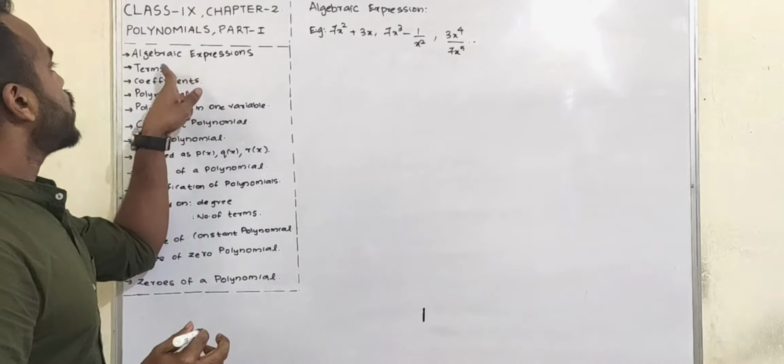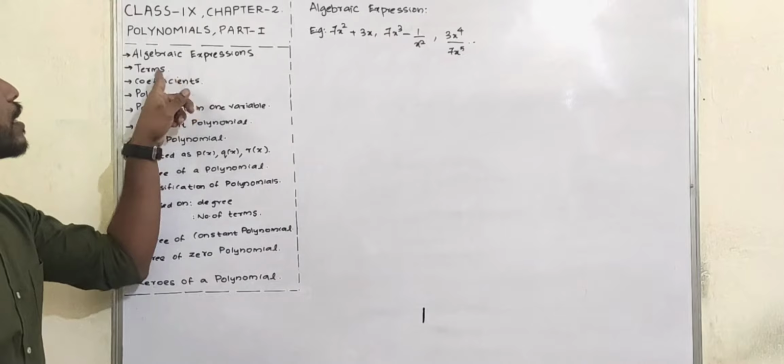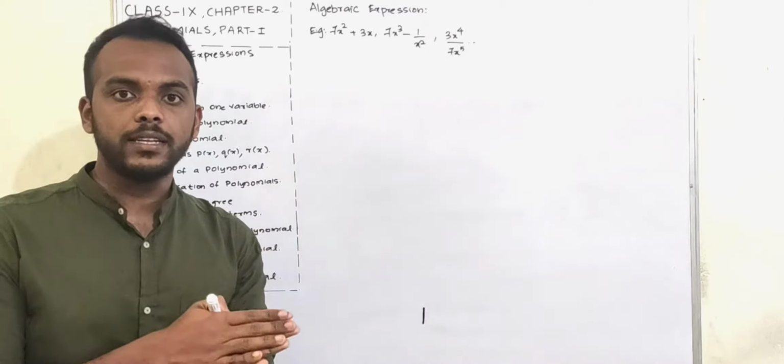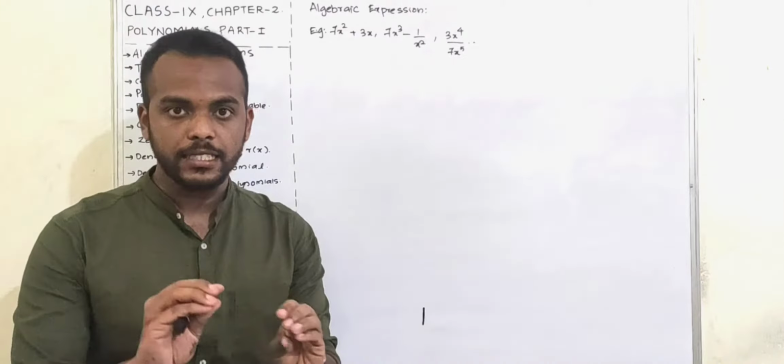Now let's see what is the next thing that we need to learn. Terms. What do you mean by terms of an expression? Terms simply means the characters in the algebraic expression. It's very simple as it is.